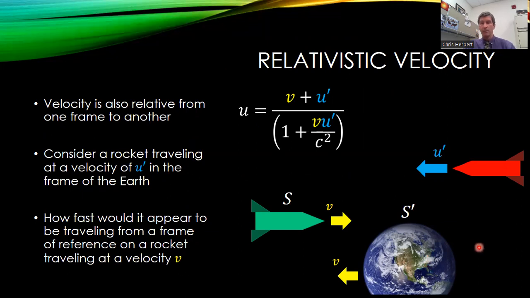I have a rocket which is observed to go some velocity U prime according to observers on Earth. They are in the primed frame of reference. I'm in my spaceship, okay? My frame of reference is S. It is moving at V according to what S prime is, at a velocity of V toward the Earth and toward the other ship. Now, what will the second ship's velocity be in my frame?